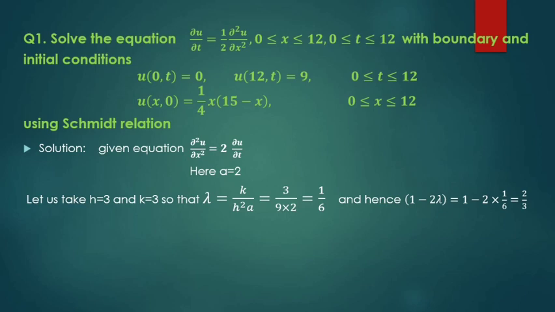You substitute these two values in Schmidt relation, then it will become u(i, j+1) is equal to 1 by 6 into u(i+1, j), that is lambda value is replaced by 1 by 6, and here you have 1 minus 2 lambda, so that is replaced by 2 by 3. So 2 by 3 into u(i, j) plus 1 by 6 into u(i-1, j).